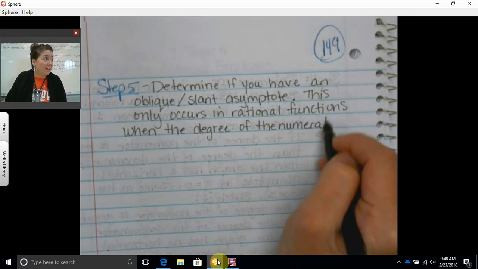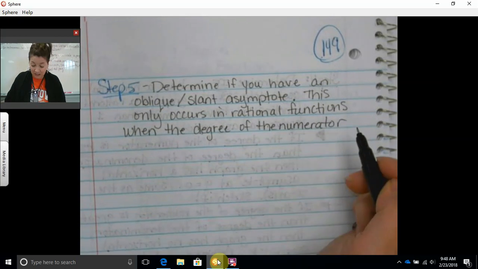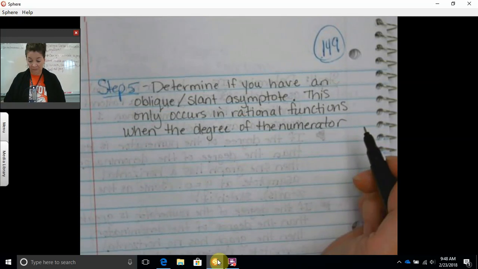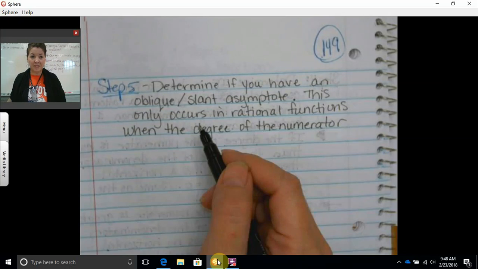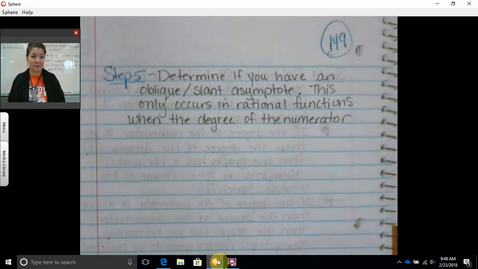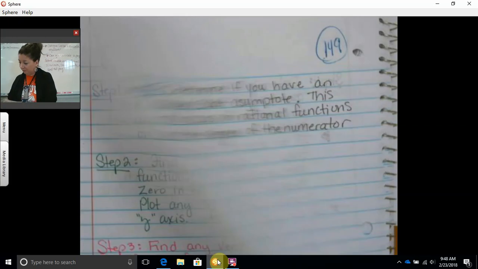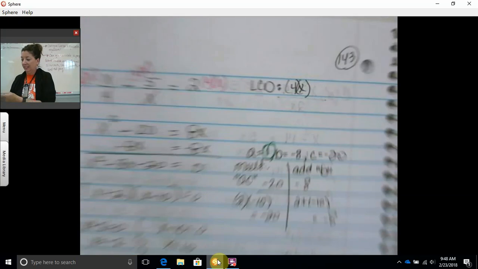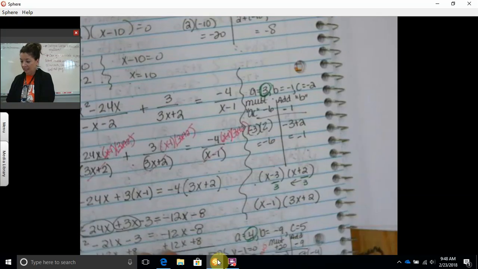They're still not used to that. Me either. What does degree of the numerator mean? Just throwing it out there, because I don't know. Nobody knows what that means? The number on top of the fraction? No, degree. The number of exponents. Hold on.